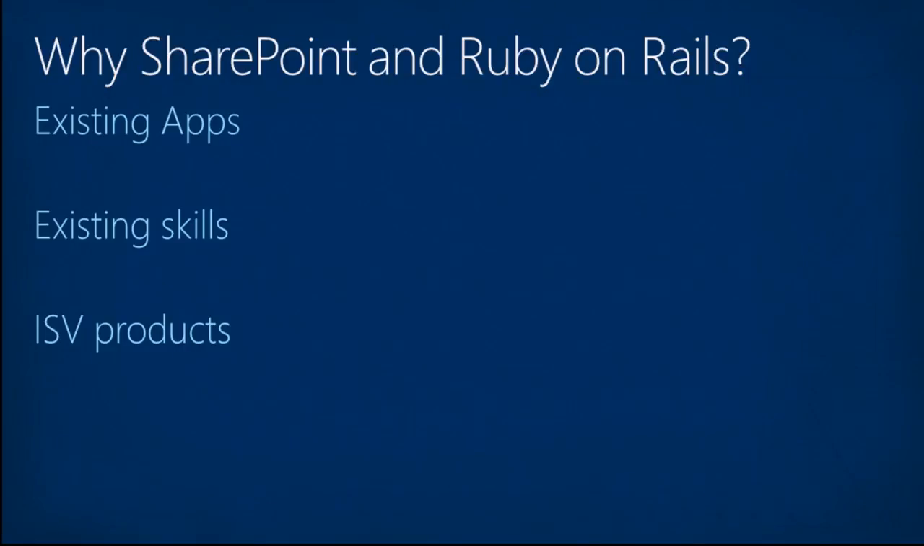And then also there are ISV products. So if you've got an ISV-type product that's built on Ruby or Rails and so on, again, you may want to make use of those existing skills and that existing code rather than starting again and writing an app from scratch.